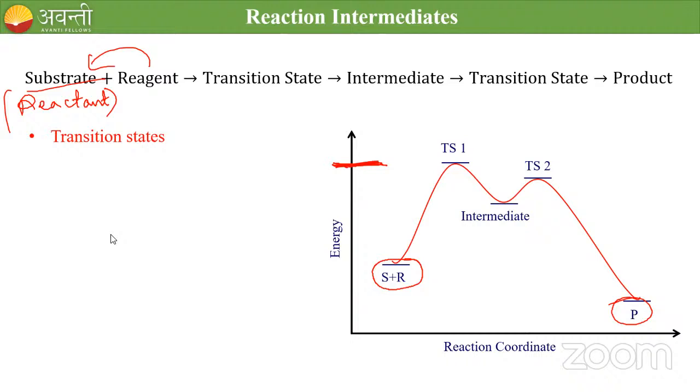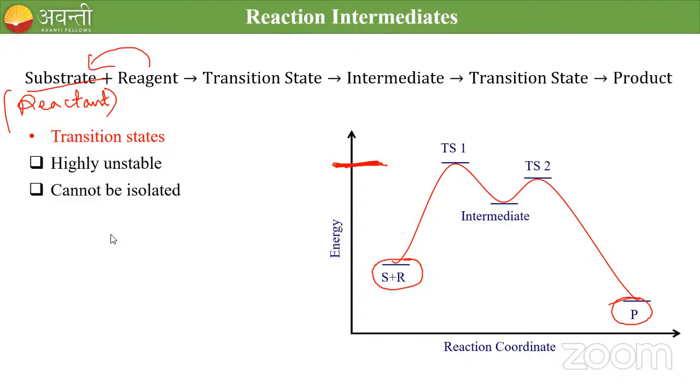The energy of the transition state is very high compared to intermediates, reactants and products. So since the energy is very, very high for those species, they are highly unstable, and they cannot be isolated. Very good, Nandini. Correct. It is unstable and they cannot be isolated. You cannot separate the transition state compound because it will not exist for long.